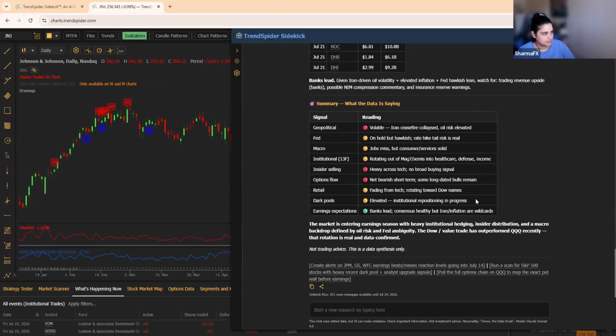So what the data is basically saying is that these are the signals, the main things that are happening in the markets and the data points that we're looking at. The market is entering earnings season with heavy institutional hedging, insider distribution, and a macro backdrop defined by oil risk and the Fed. Let's see here. So rotation is already happening. So now what we're going to do is pair this up with the market sentiment.